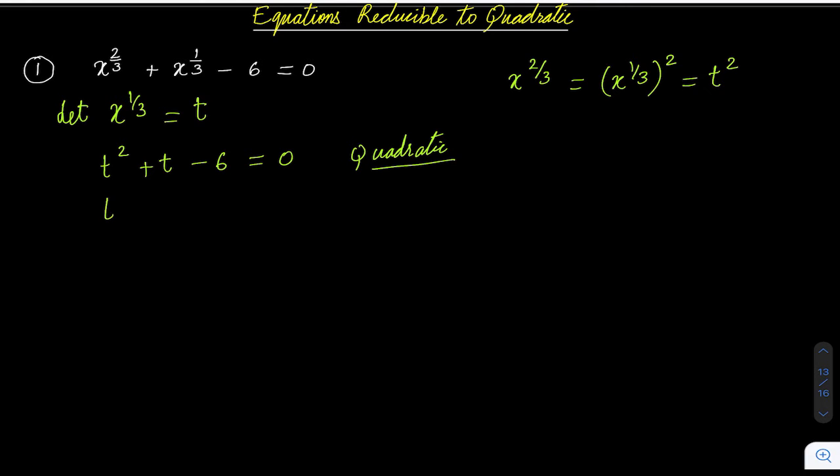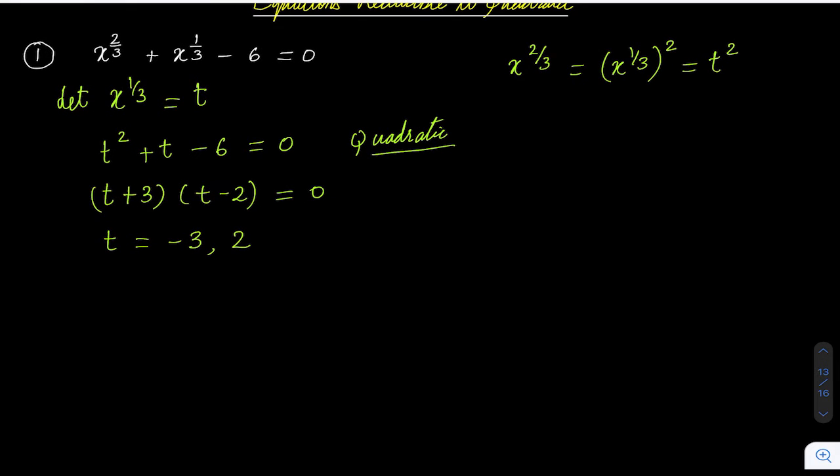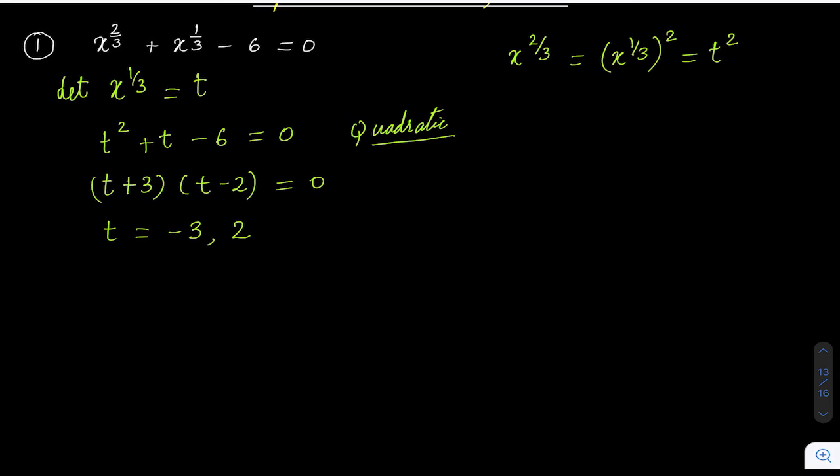So I think we can make factors: t plus 3 and t minus 2 equals 0. So t value we are getting as minus 3 or 2. So we are getting two answers. Now, once you get the t value, we have to solve for x. We have to find x in this question.